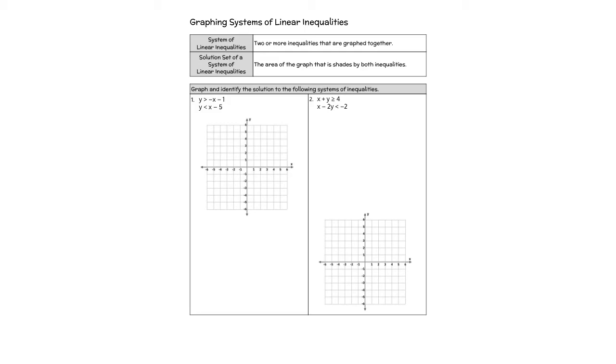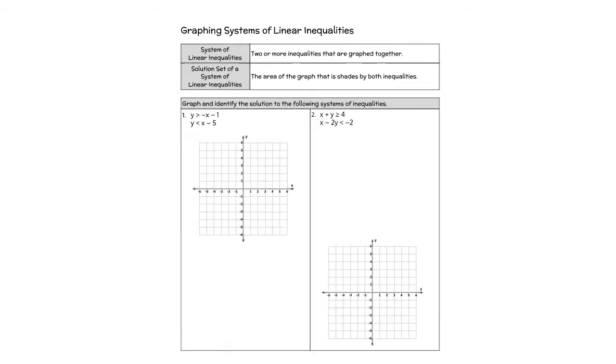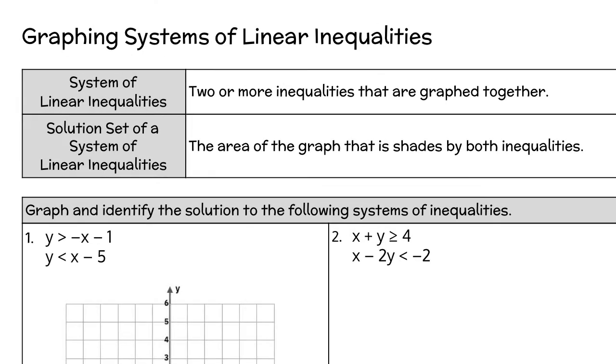Everyone. So today we're going to start looking at systems of linear inequalities. So far we've only ever graphed one inequality at a time. Today we're going to be graphing two or more inequalities on the same graph. And we also are going to identify the solution set of this system, and that's going to be the area that is shaded by both inequalities. So the double shaded region.